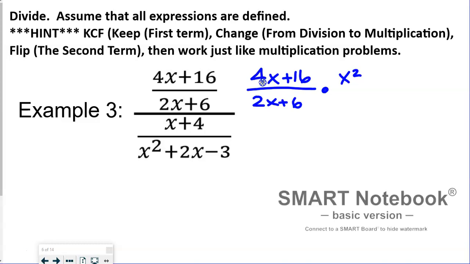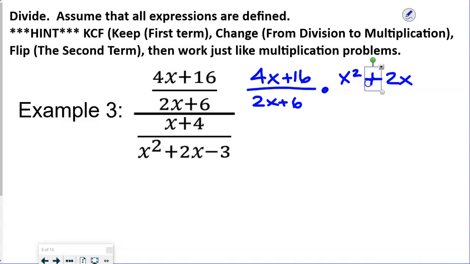So we're going to end up with the x squared plus 2x. Oops, hold on one second. Plus 2x minus 3. I don't know what it's doing, y'all.